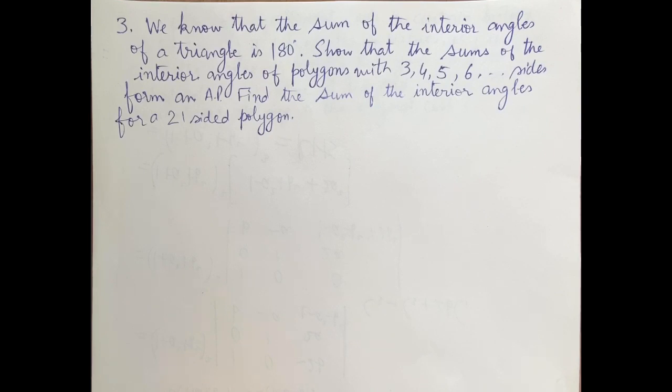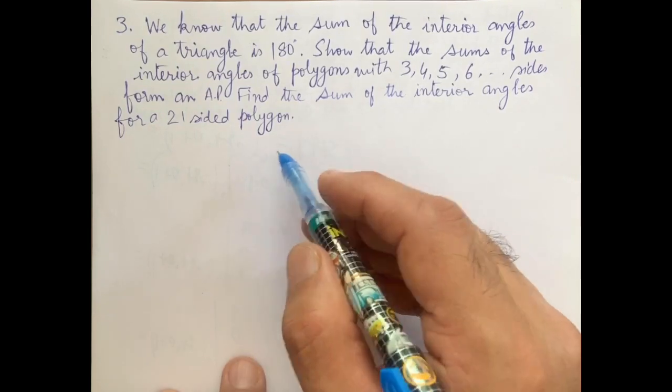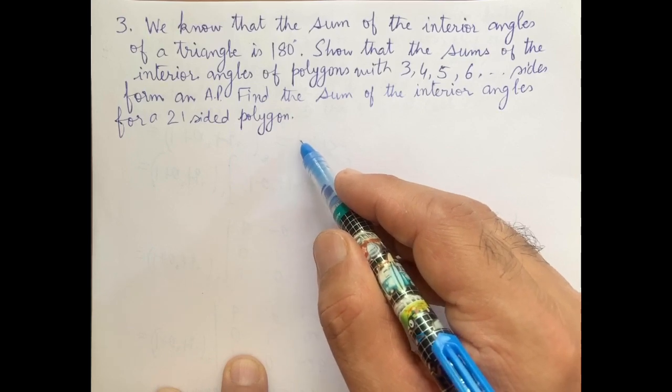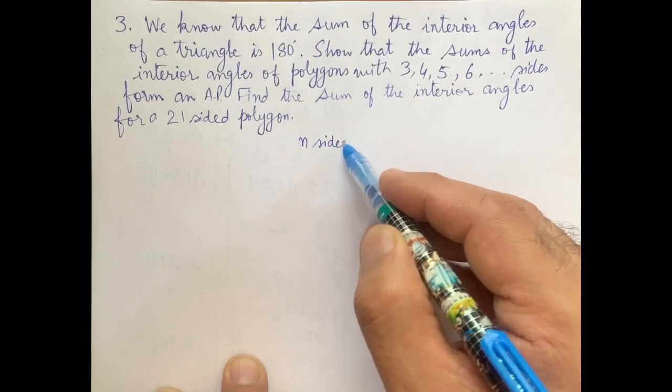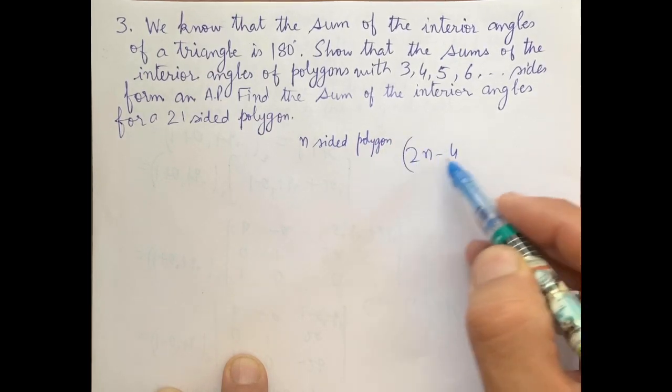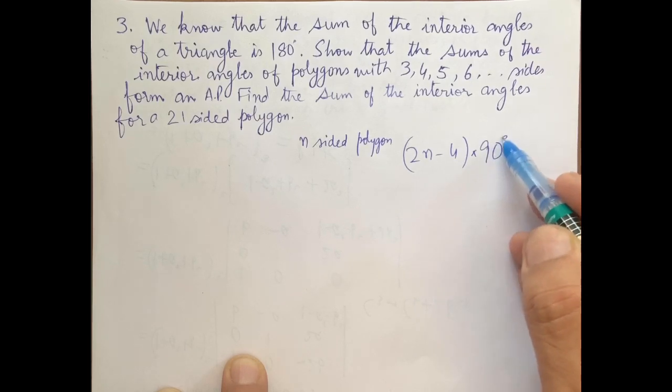Third question. We are given that the sum of interior angles of a triangle we know is 180 degrees. We have to show that the sums of interior angles of polygons with 3, 4, 5, 6 and so on sides form an AP. Then we have to find the sum of interior angles for a 21 sided polygon. So from geometry we know that for an n sided polygon, the sum of interior angles is (2n minus 4) into 90 degrees.